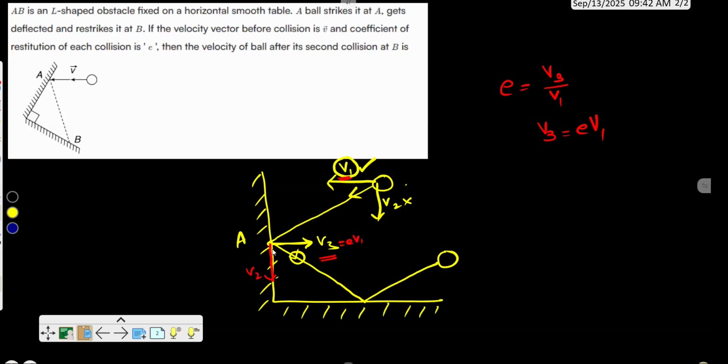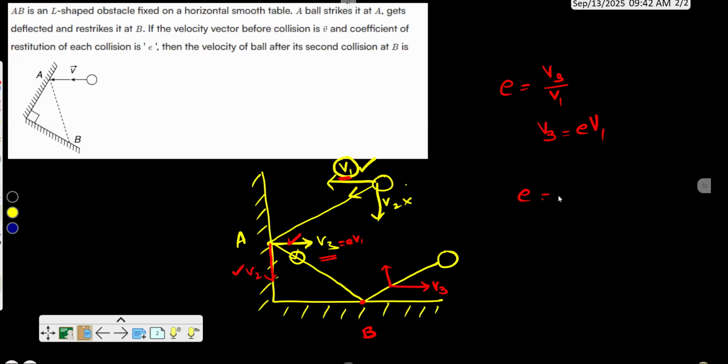Now at the B position, with which velocity is it going to hit? It is going to hit the wall with V2 velocity. Here it is hitting like this, and now it will come up in this way. V3 will remain as it is because V3 is parallel to the B obstacle. So V3 will not change. V2 will convert into how much?